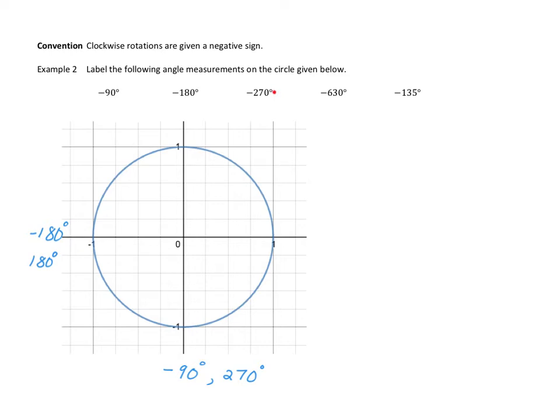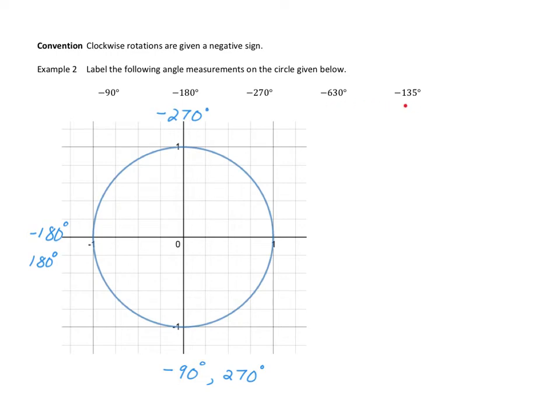Okay, negative 270. So that's going to be going 90 degrees three times, but in the opposite direction. That would take me to here. So this is negative 270 degrees.